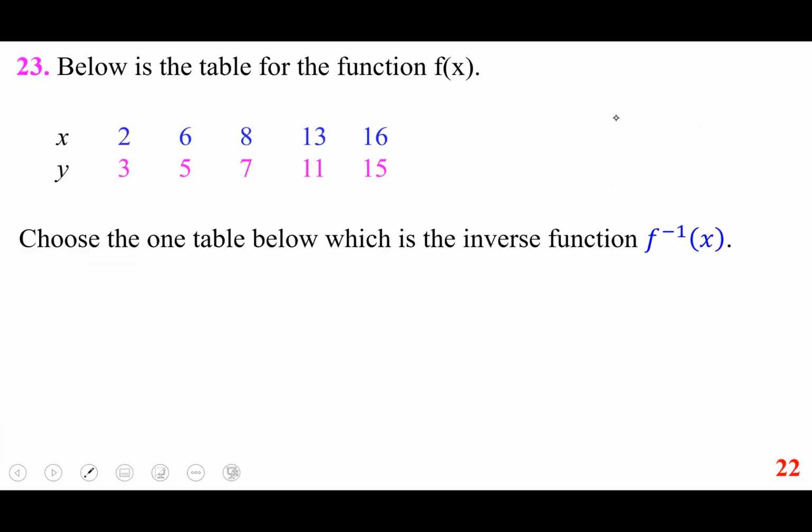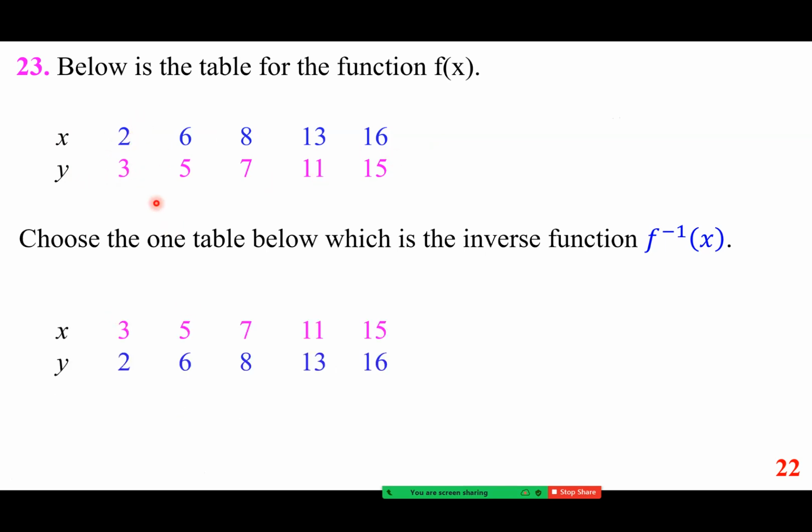Given a table, we want to come up with its inverse. Instead of choosing, I just didn't pick up the tables, we're going to make it up. All you have to do, interchange x and y. So all the y's become x, all the x's become y. That's all. So we are changing it. X was 2, y was 3. It's the other way around. So interchange x and y, and that's a new table that you're looking for.